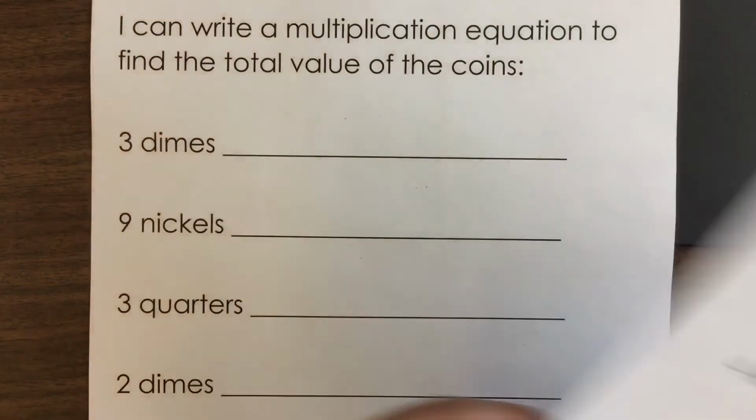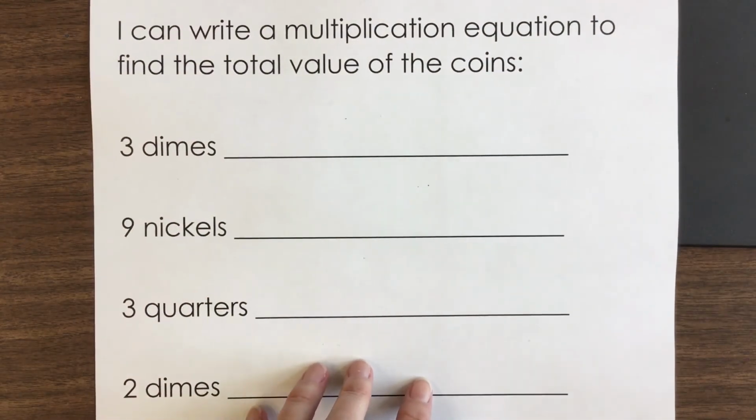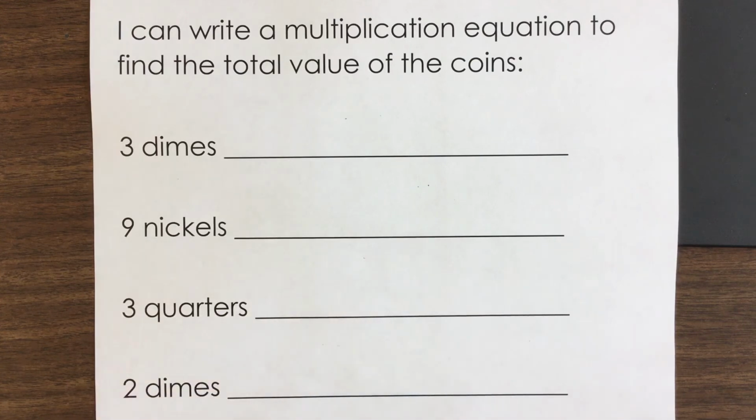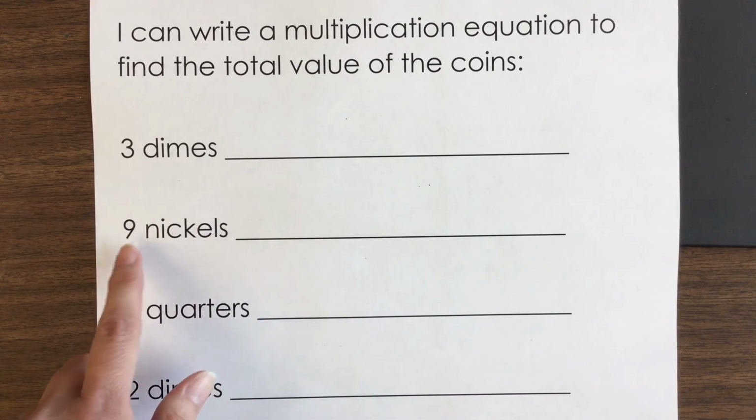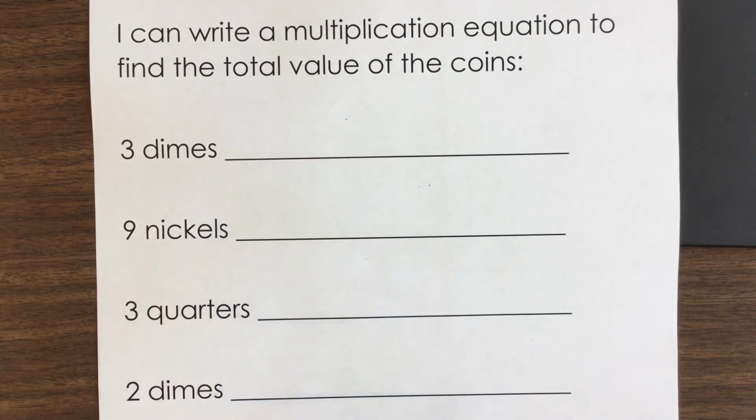Now in question number 3, I can write a multiplication equation to find the total value of the coins. Now do you notice here I have 3 dimes, 9 nickels, 3 quarters, 2 dimes. I only have one type of coin at this point. The next day's lesson will examine what happens if I have a mixture of coins. But today we're going to focus on just one type of coin.